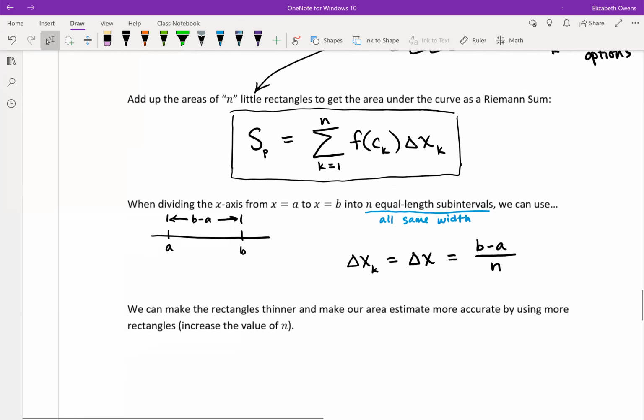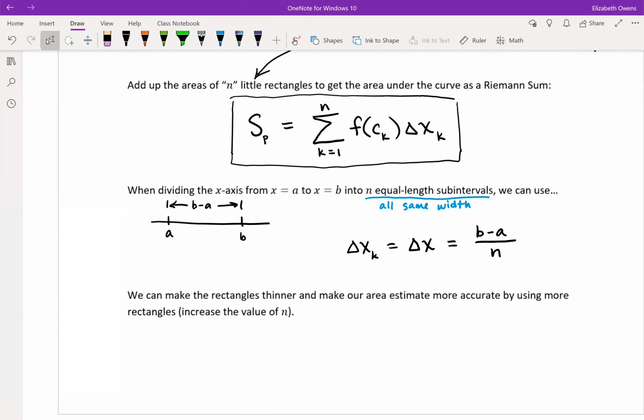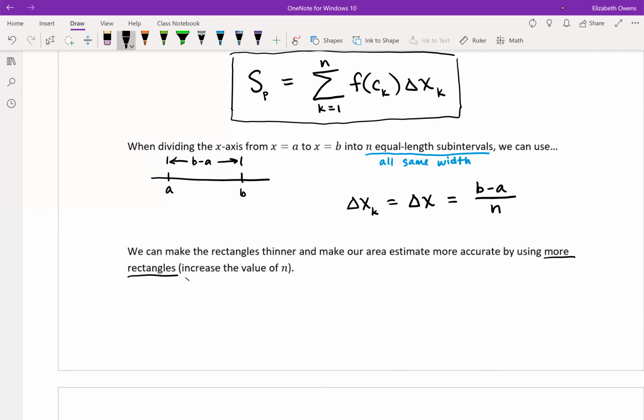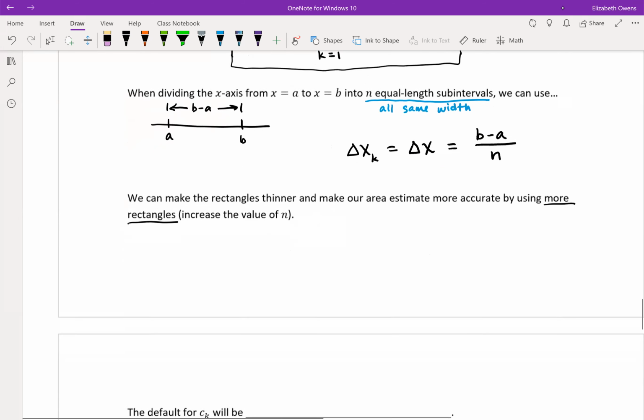Now, remember from section 5.1, if you want to make your area estimate more accurate, you can use more rectangles. Increase the value of n, because n is your number of rectangles here. That's going to make the rectangles thinner, because you're increasing this denominator value while still keeping b minus a the same interval. So that's going to make the rectangles thinner and make our area estimate more accurate. Keep that idea of increasing the value of n in mind for the next section.